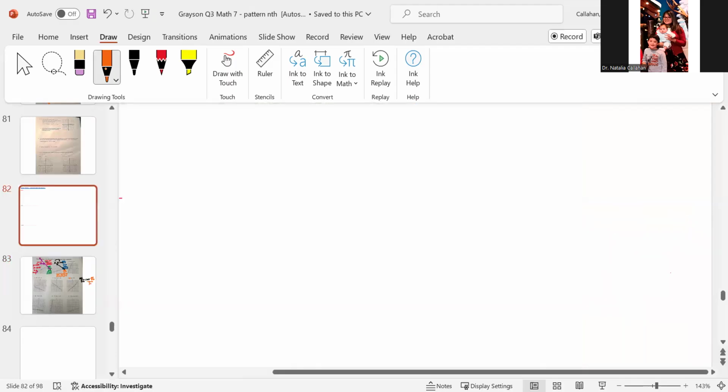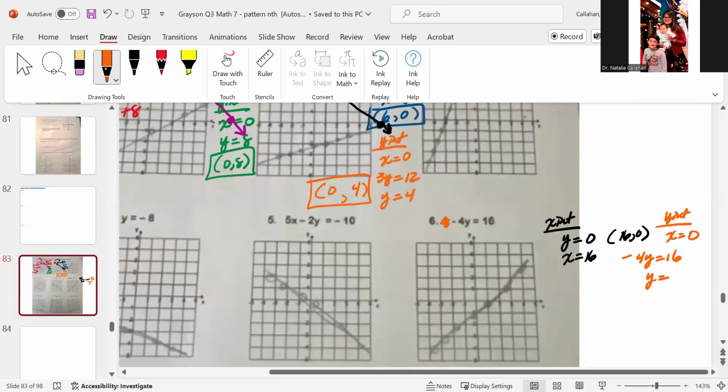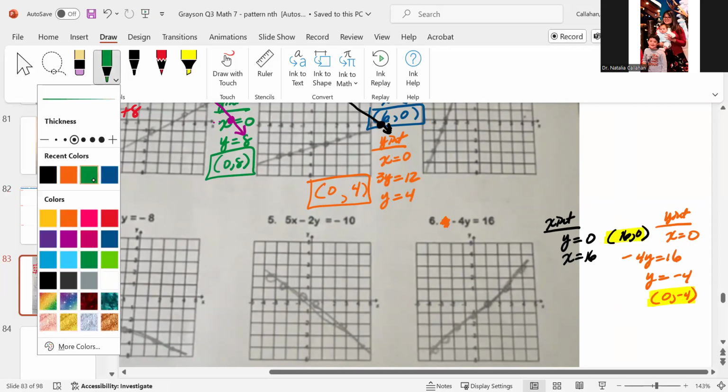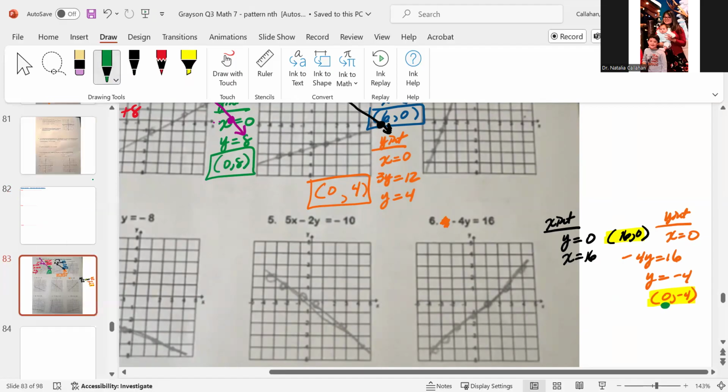Good. So then your second point is what? So graph those 2 points. Make sure you grab a color pencil. Do it nicely. So with this one, since this is 16, it's going to be all the way here. You're going to have to just draw it off. And then 0, negative 4.